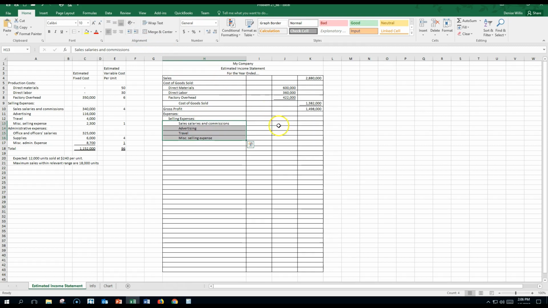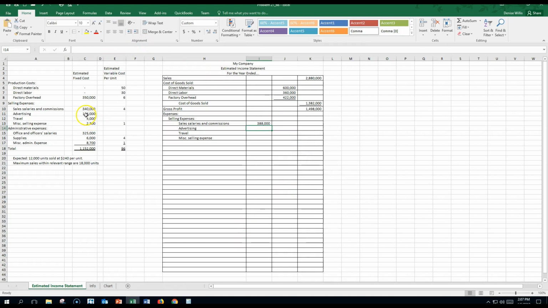Okay, so let's calculate our sales, salaries, and commissions. This one here also has a fixed portion and a variable portion. So this one is going to equal my fixed portion plus 12,000 times the variable portion. Okay, 388,000 is my amount for sales, salary, and commission.